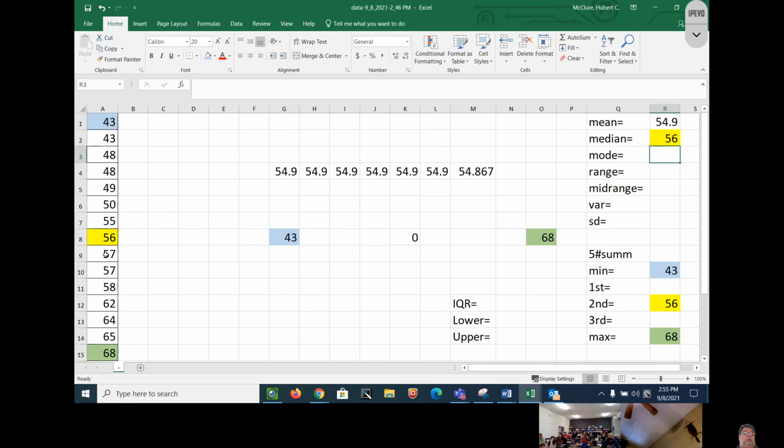Let's see. 57. Is 57 and 48 the mode? Y'all tell me. 48 and 57. Yes, sir. Range is equal to the highest minus the lowest. Mid-range is equal to the highest plus the lowest divided by 2.